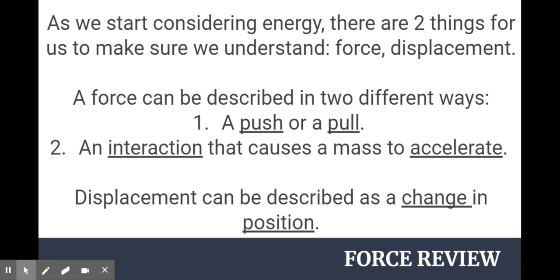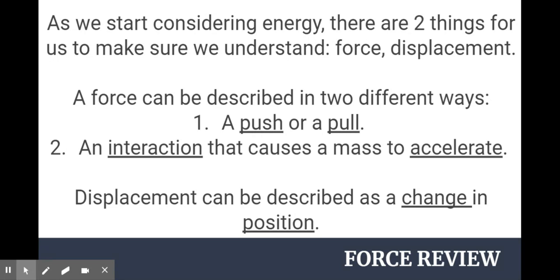So, force. A force can be described commonly two different ways: a push or a pull, or some kind of interaction that causes a mass to accelerate. Now, I'd like to point something out here. This interaction has to be between two or more objects. An object by itself cannot exert a force on itself, and there's no other object to exert a force on or receive a force that's being exerted. So anytime there's a force, automatically we know we've got at least two objects in our system. All right, so just keep that in mind.